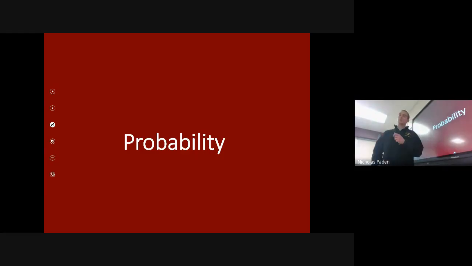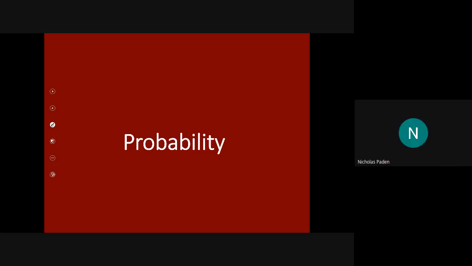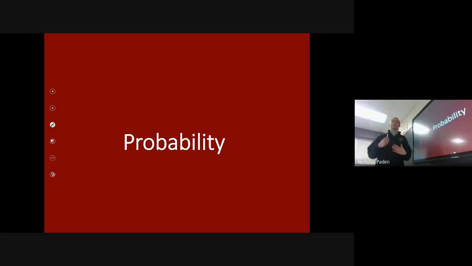All right, so we are to our last chapter of the school year, which is on probability. And so we're going to start looking today at finding the probability of rolling a die, picking a card, spinning a spinner. That's a simple event because only one of those things is happening.